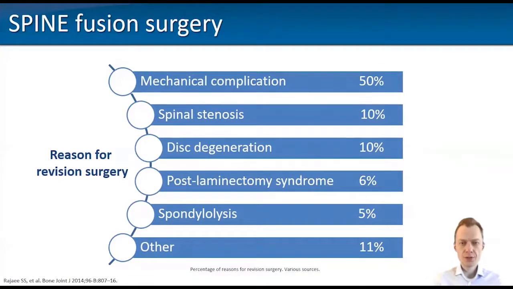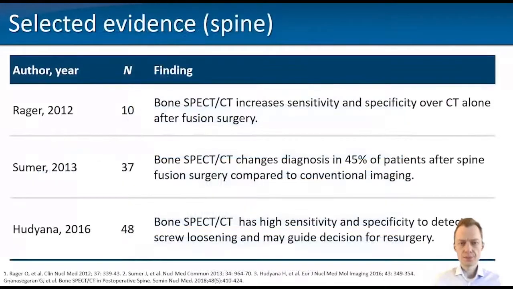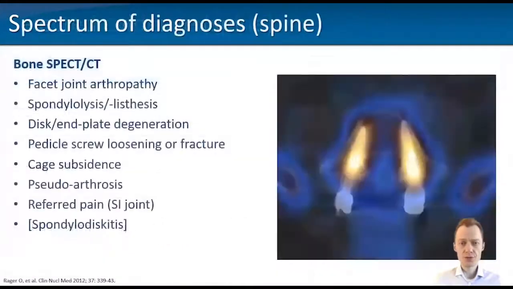And in 1 out of 2 patients, that is due to mechanical complications, followed by spinal stenosis, disc degeneration, post-laminectomy syndrome, spondylolysis, and other reasons. When looking in the literature, there is data supporting the use of bone SPECT-CT to improve the sensitivity and specificity over CT alone after fusion surgery, that bone SPECT-CT changes the diagnosis in 45% of patients after spine fusion surgery compared to conventional imaging, and that this technique has a very high sensitivity and specificity to detect screw loosening and may therefore guide the decision for resurgery.